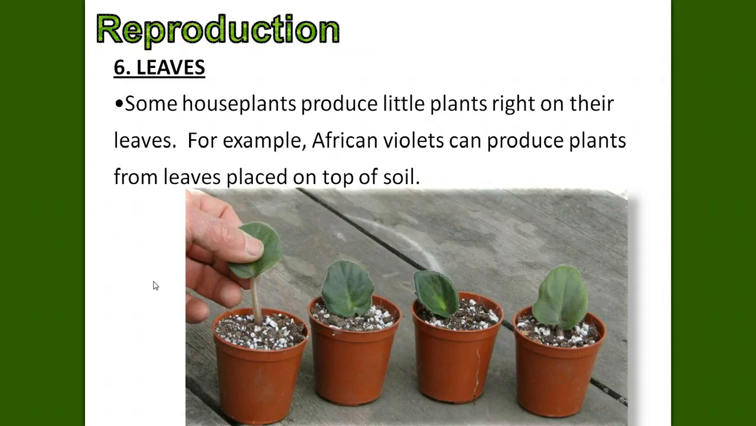You literally can just take a leaf right off an African violet plant. They have such pretty flowers. And you could take just the leaf and put it on some soil, just on top of the soil. And it's going to grow its own roots and start growing its own whole plant.